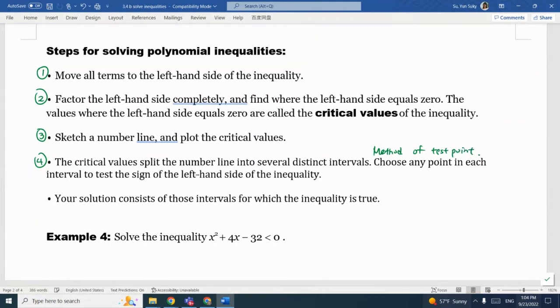But we don't use this method. Do you remember what we use? You look at the leading coefficient. If it's positive, you start with the right upper corner. If it's negative, we start with the right lower corner.